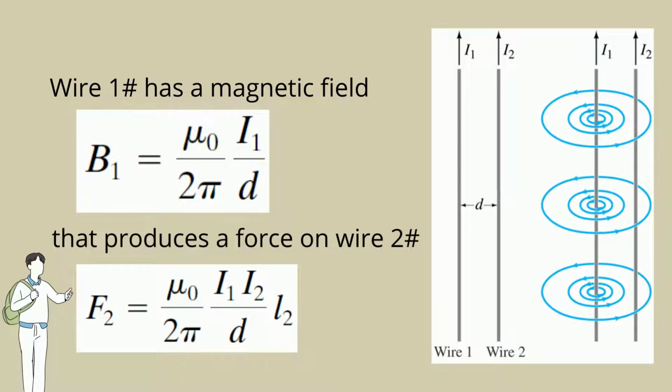In order to find the magnetic field in two parallel wires, we can use the formula B1 equals mu naught I1 over 2 pi d. It is the formula to find the magnetic field in wire 1. Then there will be a force produced in wire 2, which we can find using the formula F2 equals mu naught I1 I2 over 2 pi d times the length of wire 2.